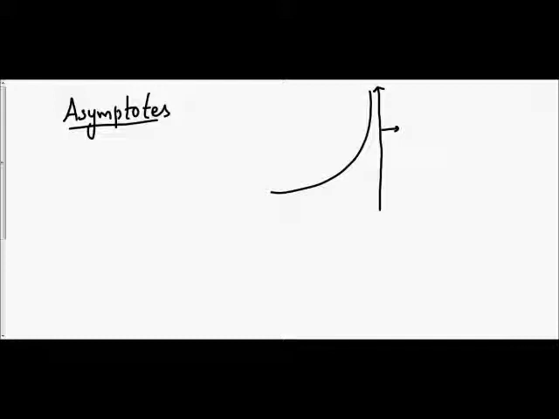This line, which is the tangent at infinity, is very close to the curve but it doesn't touch the curve. Okay, this is called an asymptote. So asymptotes are basically tangents at infinity. You have two types of asymptotes. One is horizontal, the other one is obviously vertical asymptote.